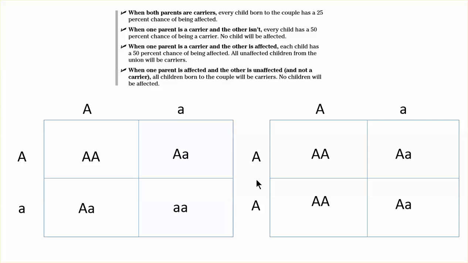So you would use the same approach for the other two statements, setting up a Punnett square that describes each one of those particular statements. So I hope this video was helpful in explaining the principles.